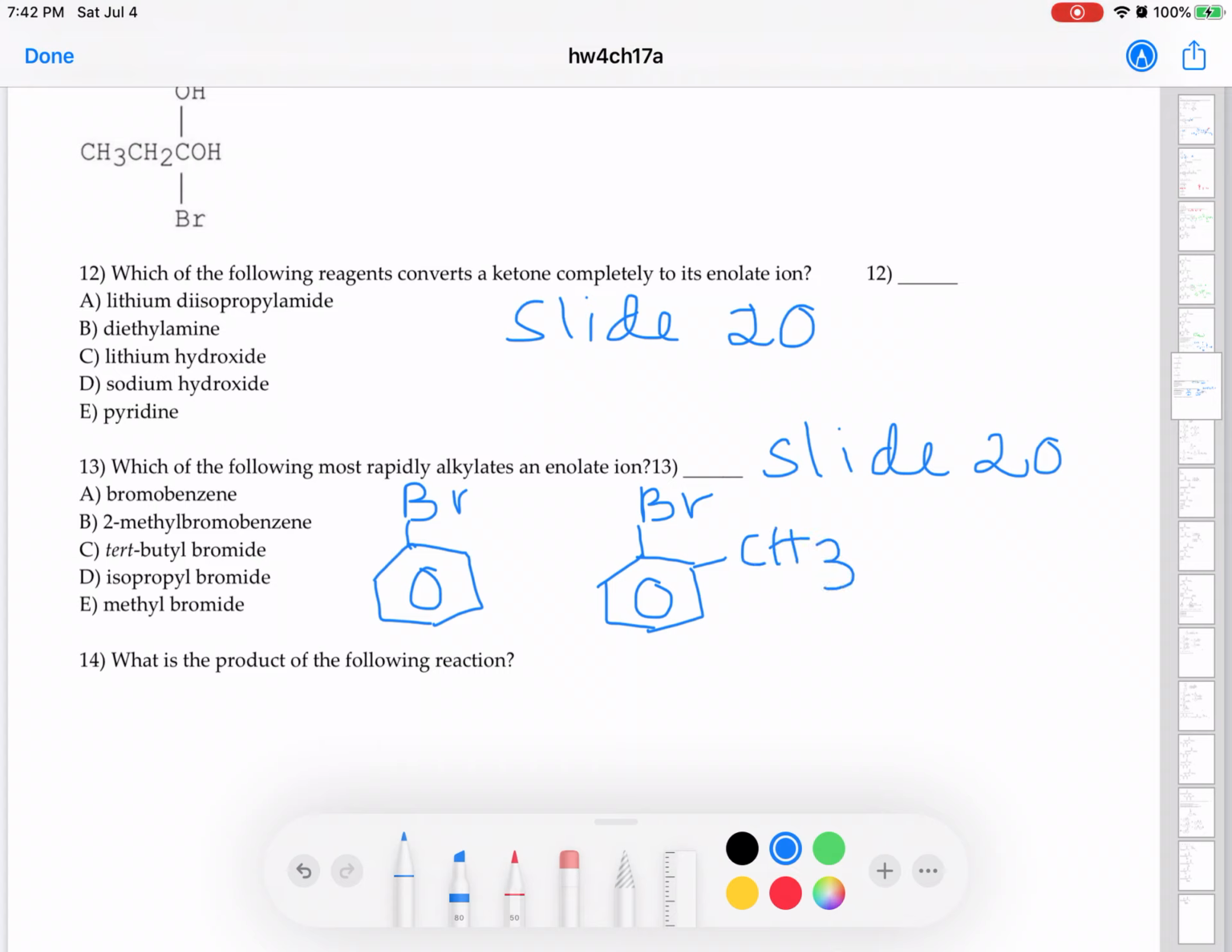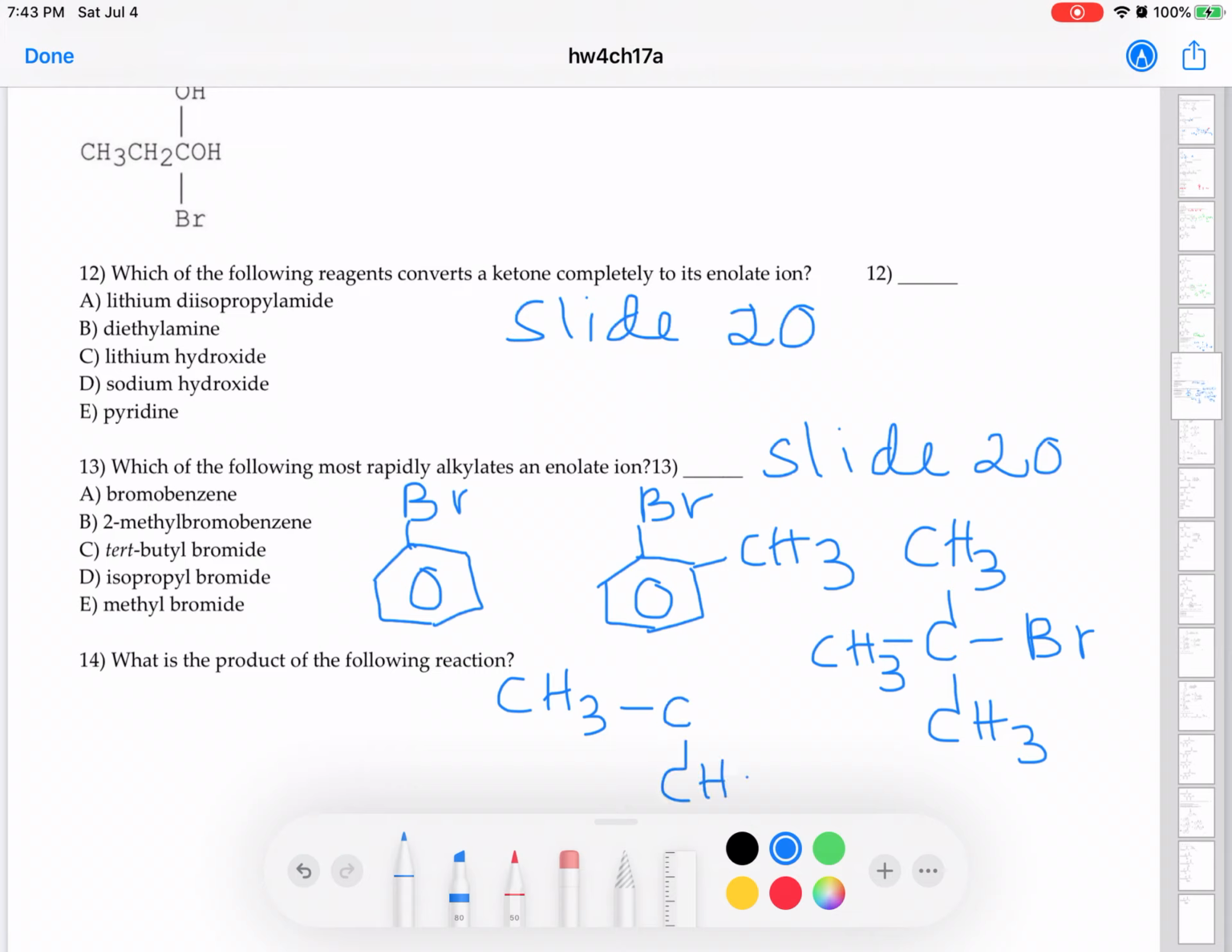2-methylbromobenzene or tertiary butyl bromide. This is tertiary butyl bromide. And then isopropyl bromide. This is the isopropyl group. Or methyl bromide.